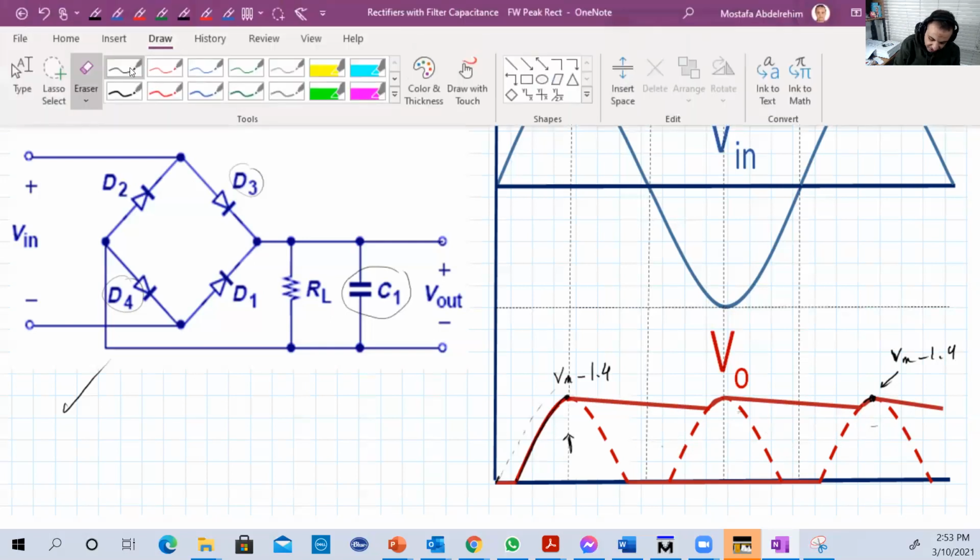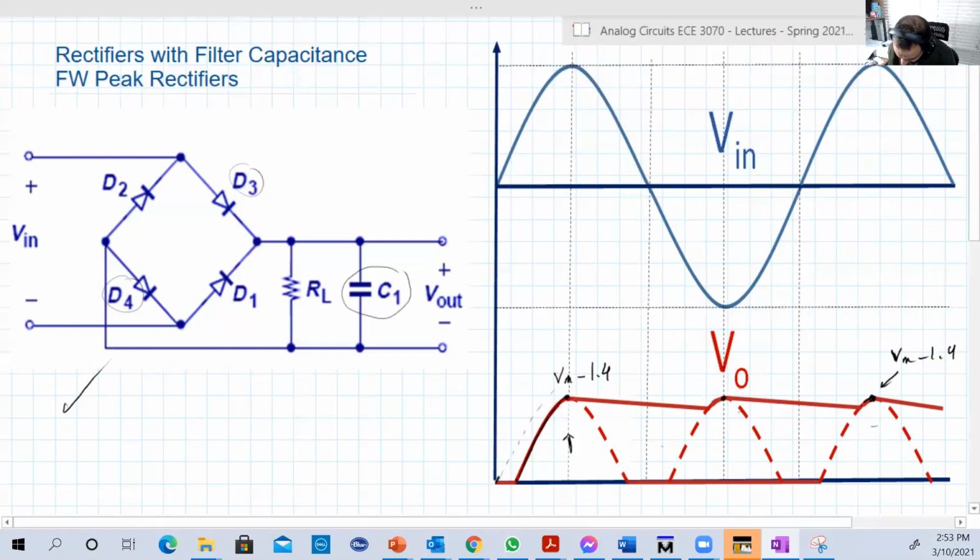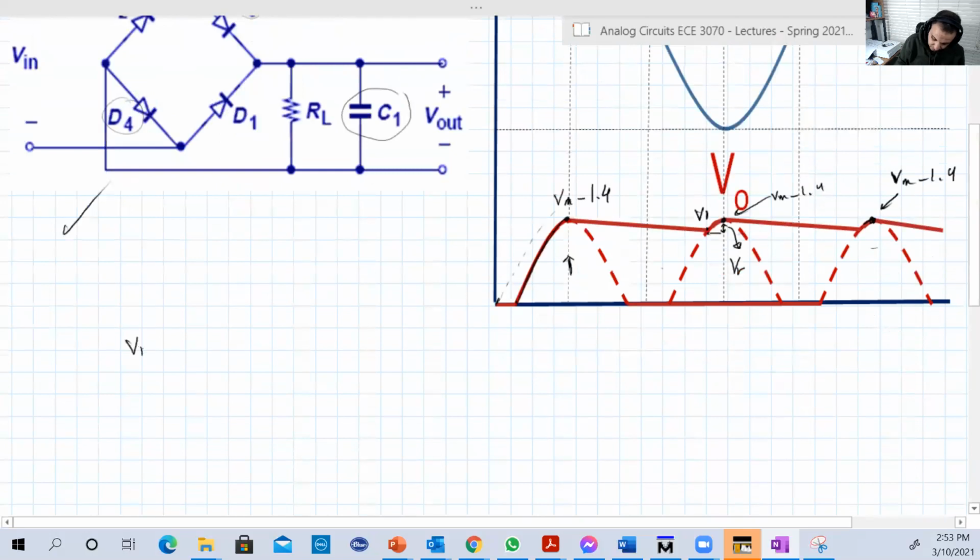The ripple will be basically between that point, again Vmax minus 1.4, and that point, which we will call V1. The difference, which is really small, is called the VR, or ripple. So the ripple in the full wave rectifier with the smoothing capacitor is equal to Vmax minus 1.4 minus V1. Good. So what is V1?